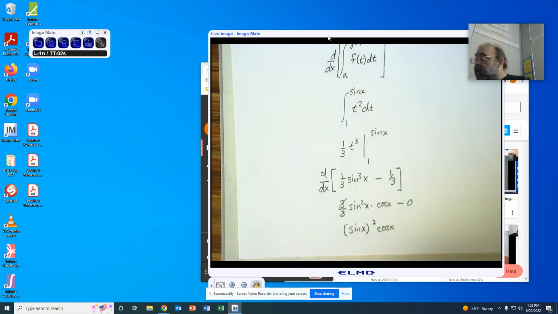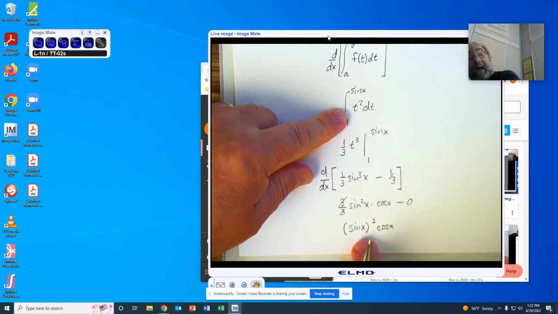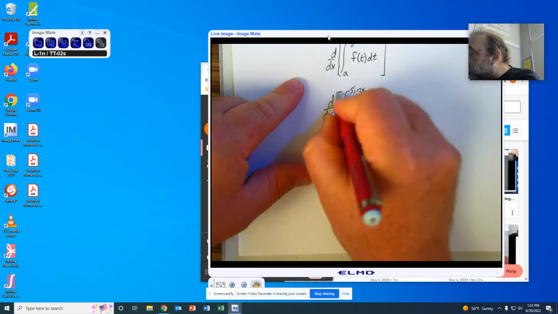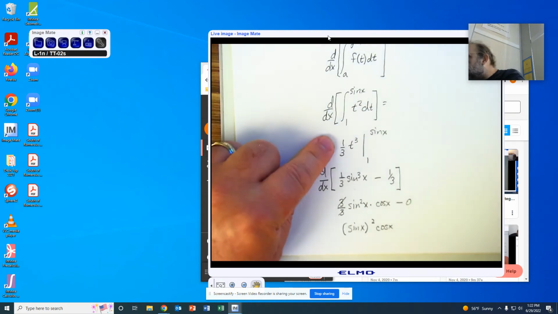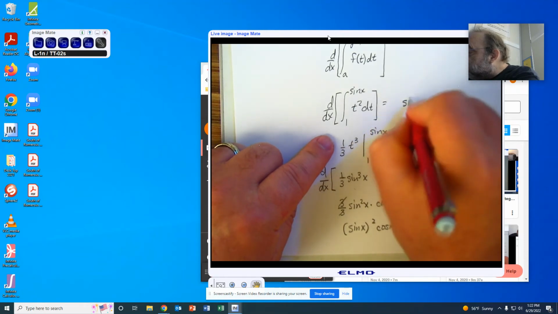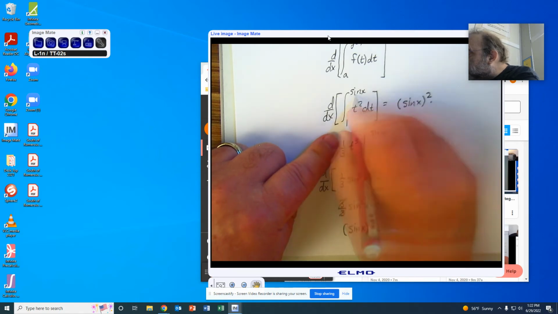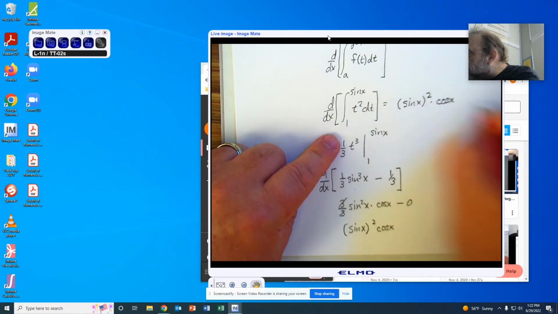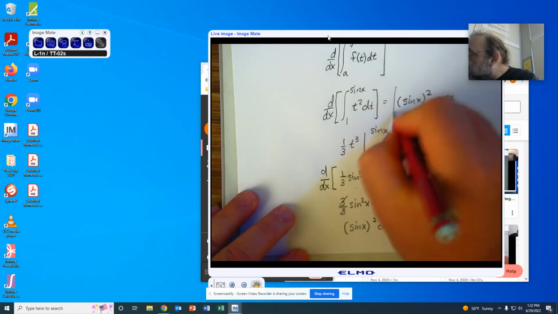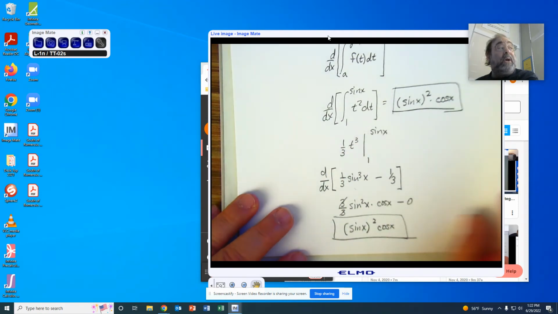Now let's go back and look at what we had. We have this. So you'll notice that the sine of x is going inside. So if I want the derivative d dx of a function in terms of x of something else, I'm going to get sine x inside times the derivative of the sine of x. This is the answer.